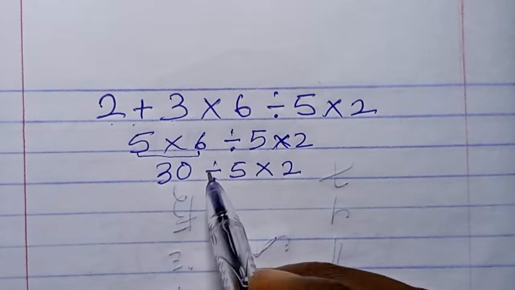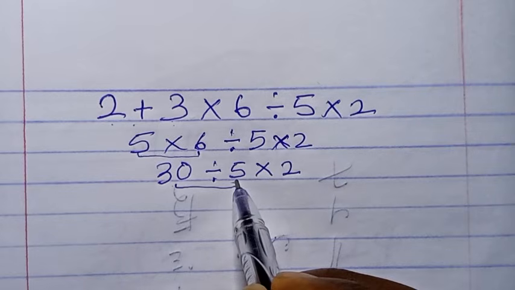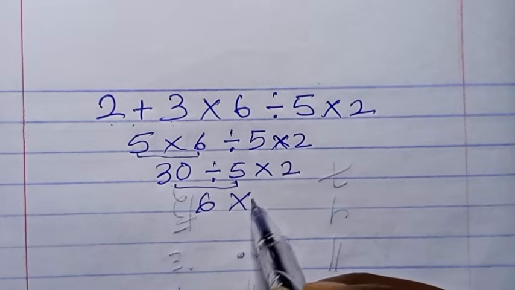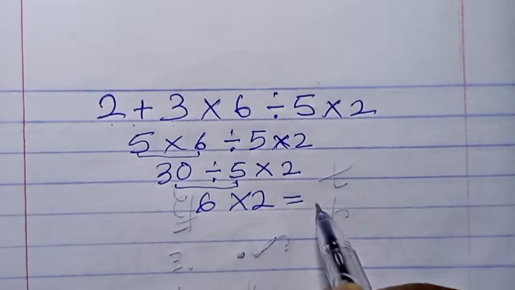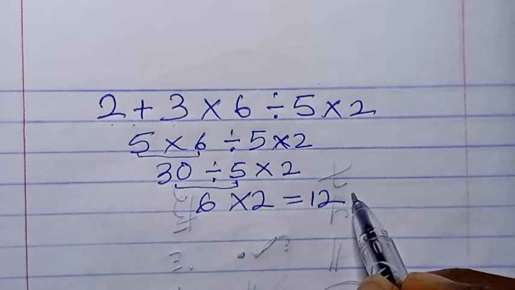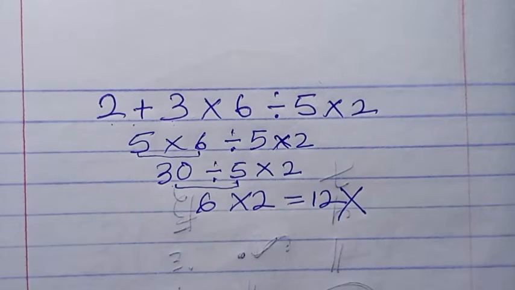So we can go ahead and do 30 divided by 5. 30 divided by 5 is going to give us 6 times 2, which is equals to what? 12. But this answer is wrong, according to PEMDAS.